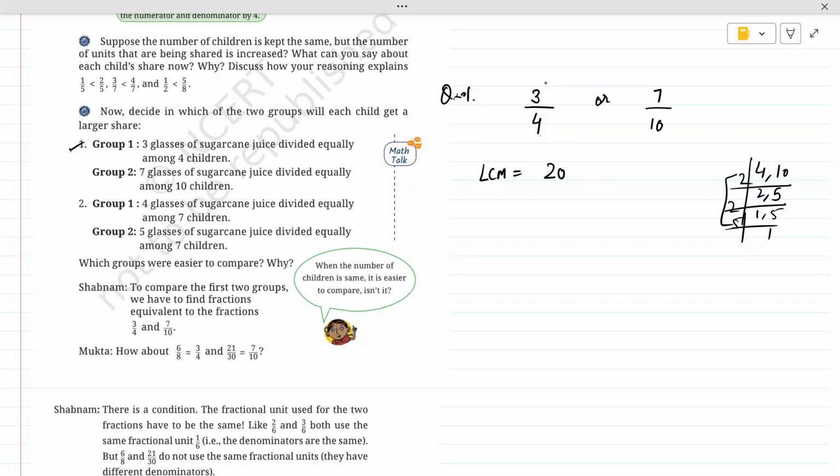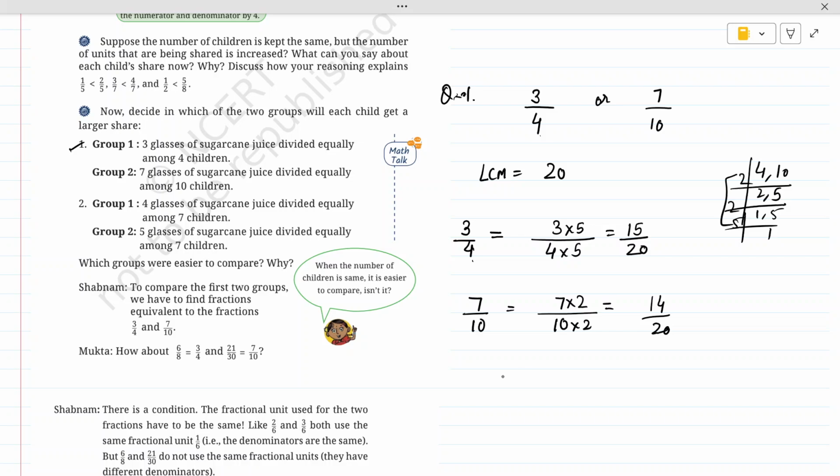And now what we have to do? Change the fractions. We can write 3 by 4 as, we have to multiply 4 with 5 to get 20. So 4 into 5, 3 into 5. This is 15 by 20. And next we have 7 by 10. How are we going to do this? 10 multiplied by 2, we will get the LCM. 7 also we will have to multiply, because we have to multiply both the numerator and denominator. This will give us 14 by 20.